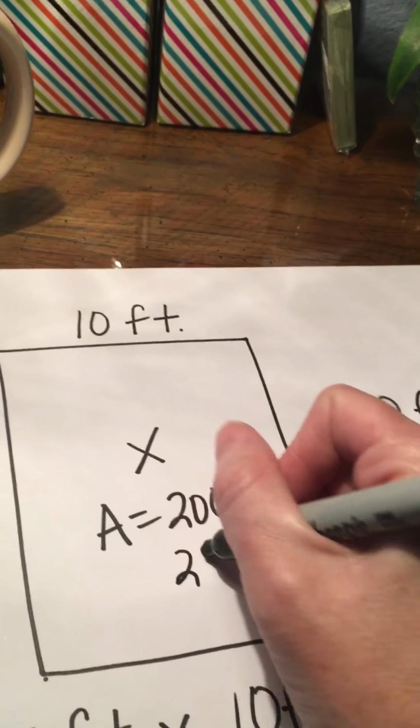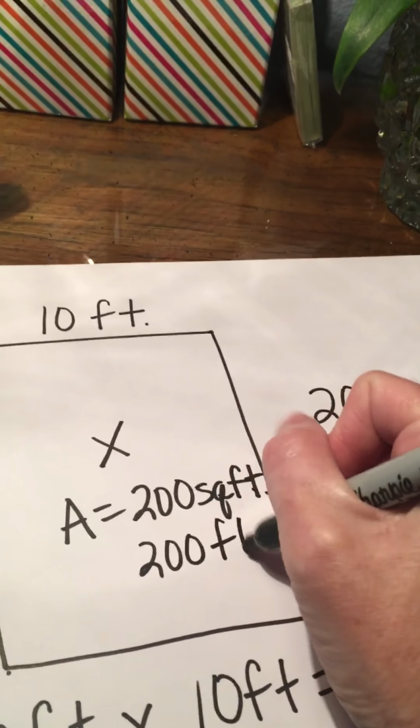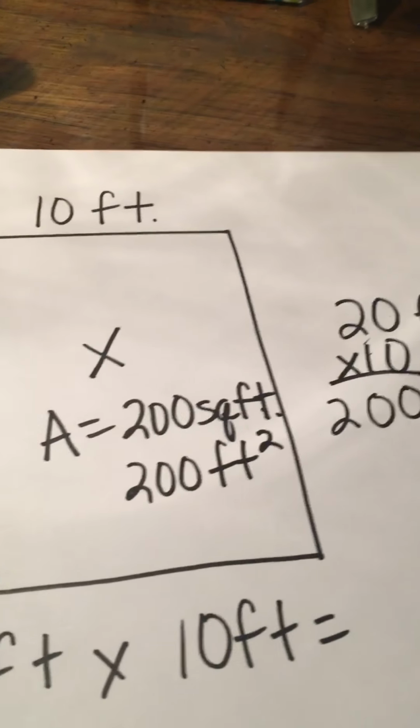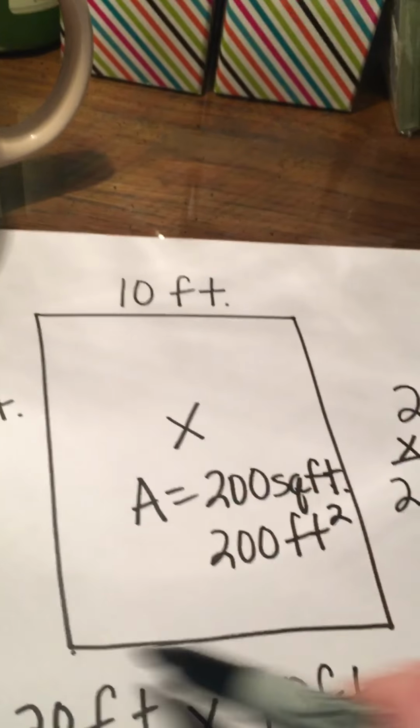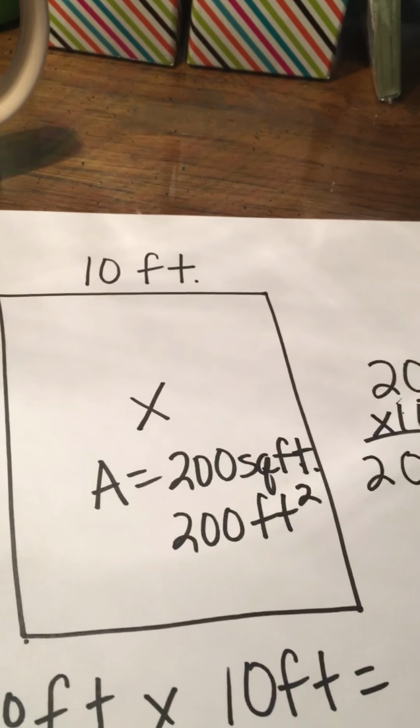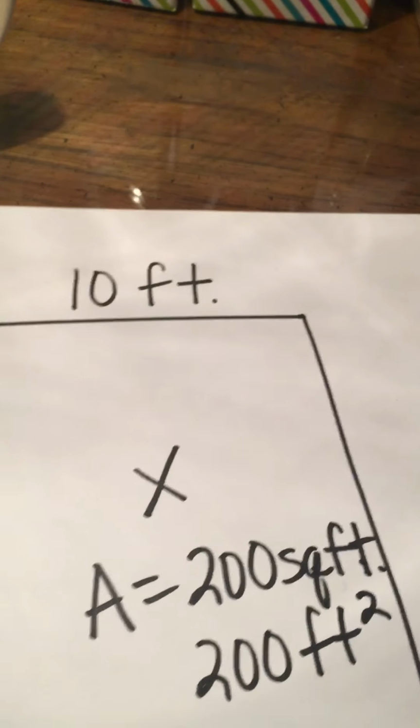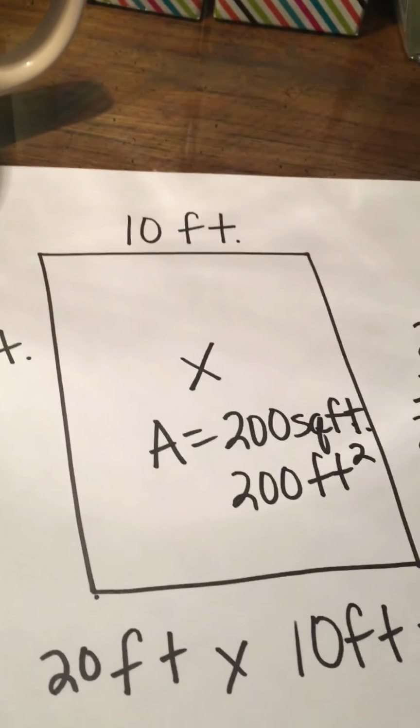or 200 feet squared. And we talked about that means exactly the same thing, whether it's square feet or feet squared. We're talking about the area inside, and both of these are correct answers. Okay, so area is on the inside. Now let's talk about perimeter.